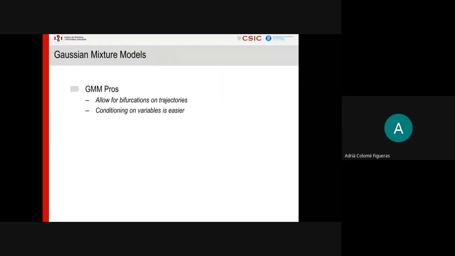So Gaussian mixture model again allows for this kind of bifurcation. It's also very useful for conditioning variables and so on. You can add more variables that you can see, and Bayer points are not that much straightforward as with probabilistic movement primitive. Depending on what you're representing in X and Y, you could also require time-aligned demonstrations.